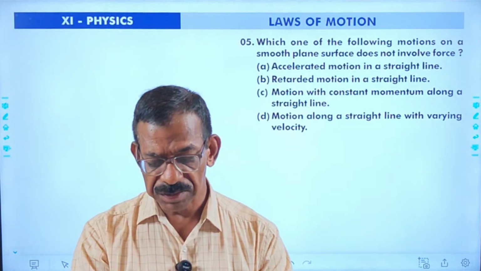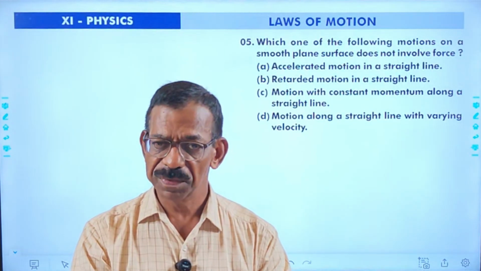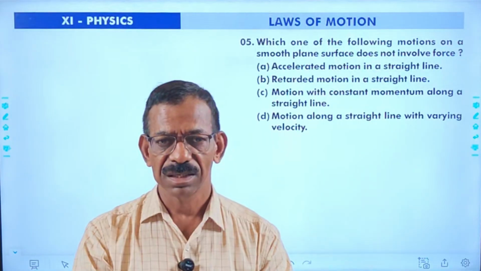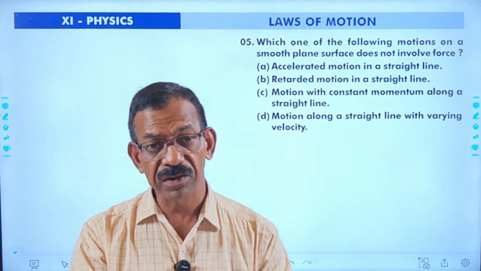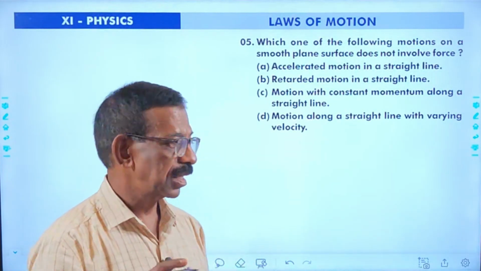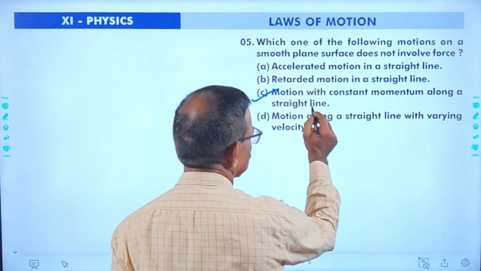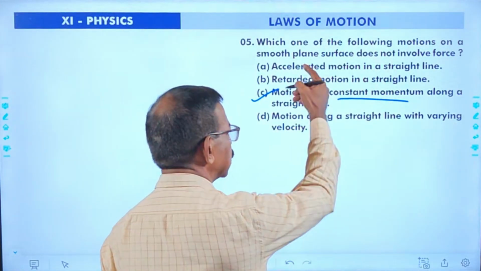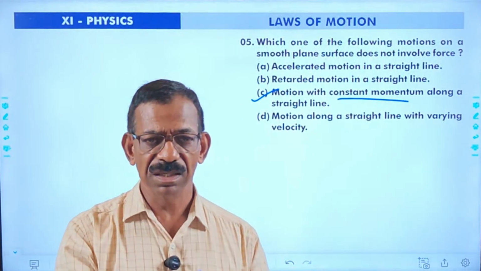Option C, motion with a constant momentum along a straight line. For constant momentum, velocity must be constant. There will not be an acceleration. Hence, there is no force. Option D, straight line with a varying velocity, for velocity to change, there must be a force. That is, here only option C is having no force. Constant momentum means velocity is constant. All others have force, hence the answer is option C. Option C is the correct answer.